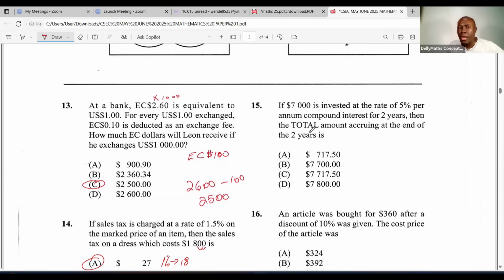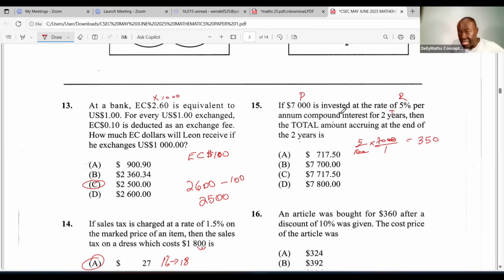7,000 is invested at a rate of 5% for 2 years. So this is P, this is R, this is T. Then the total amount accrued at the end of the 2 years. This is compound interest, so you're going to have to put in some work here. You could work this 2 times, 5%, not too bad. So 5% of the 7,000, that's 5 times 70, which is 350.